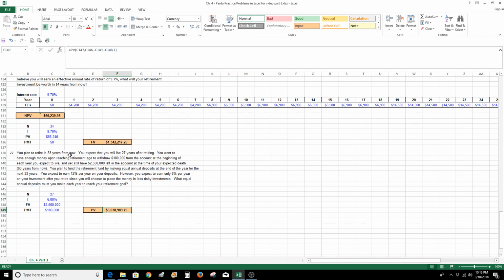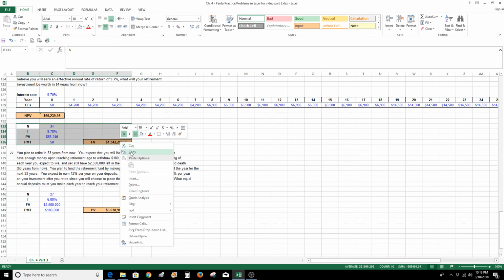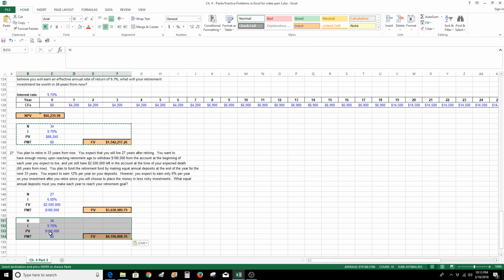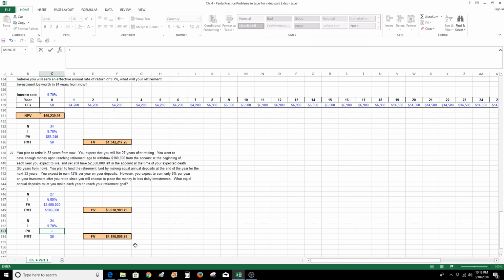Okay, now that we know the present value at the time of retirement, that becomes our future value when you're looking at the other part of your timeline where you're making annual deposits in order to meet your retirement goal. Okay, so we're going to copy the future value section down here. Your present value is here.